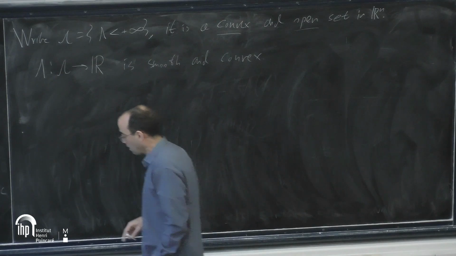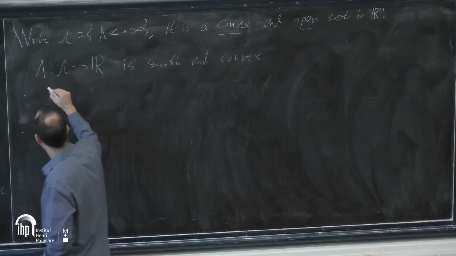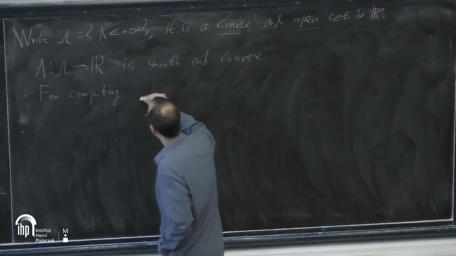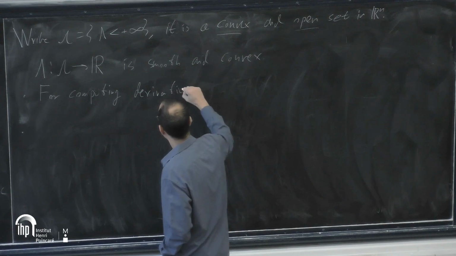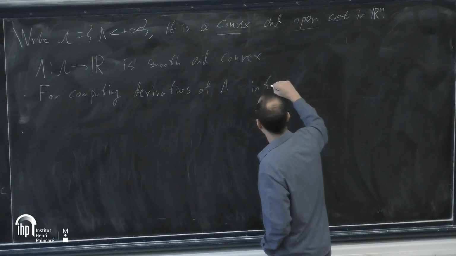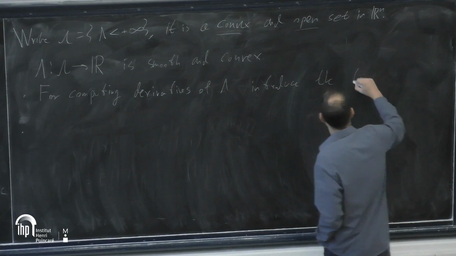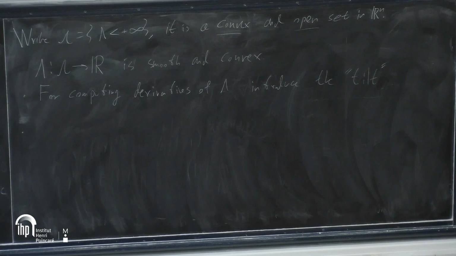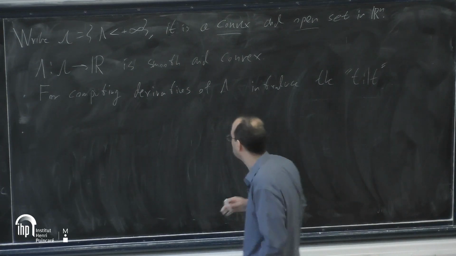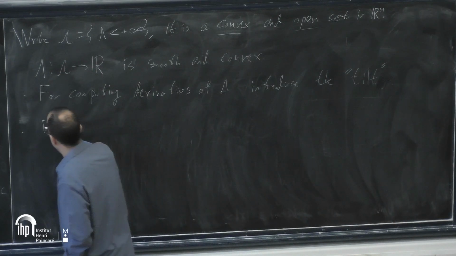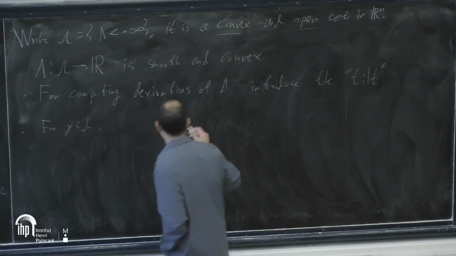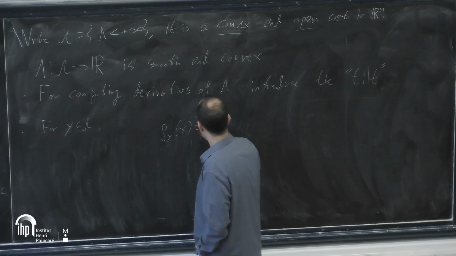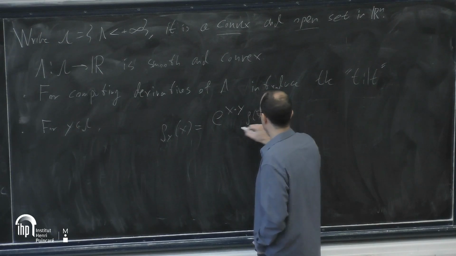Okay. Now, for computing derivatives of the log Laplace transform lambda, it's good to introduce the tilts. So what is this tilt? The tilt is closely related to this Gaussian localized needle that we saw yesterday. So for y in omega, let's call it rho_y. Rho_y of x will be e to the x times y, rho of x, over e to the lambda of y.